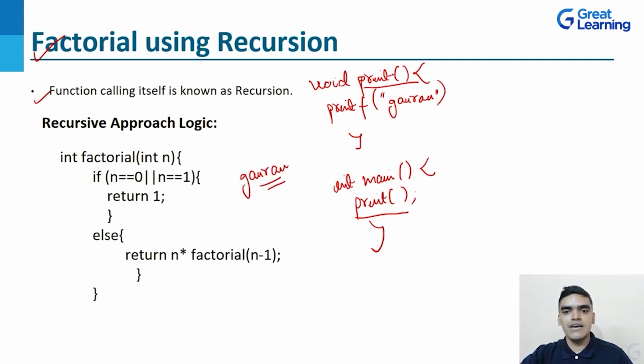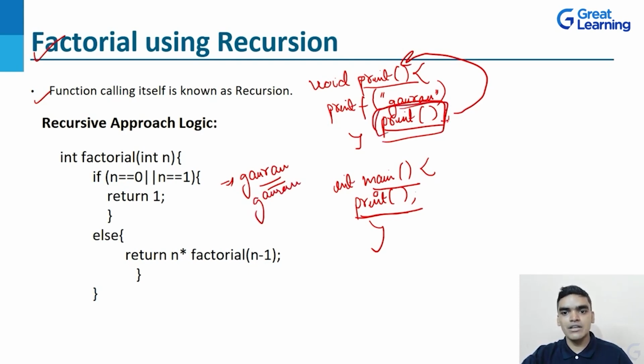Now what happens if inside this function I write this function, print, once again? Now what will happen here? Execution will always start from the main method. So when it calls the print function, it will print Gaurav first, and again it will see, yeah, the print function is calling itself again. So it will go again here, it will print Gaurav. After printing Gaurav again, it will say, oh, the function is calling itself.